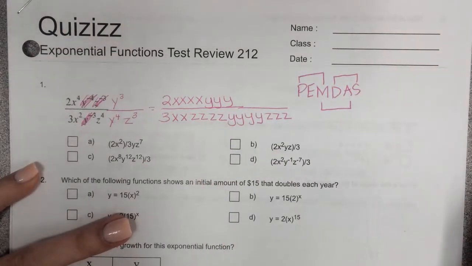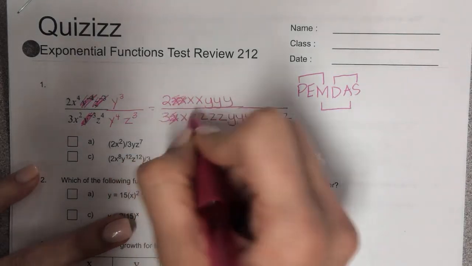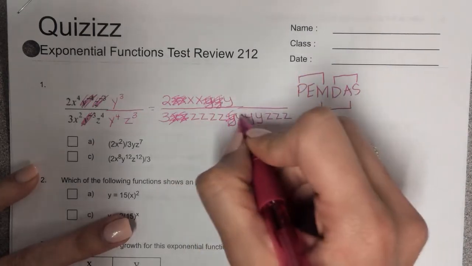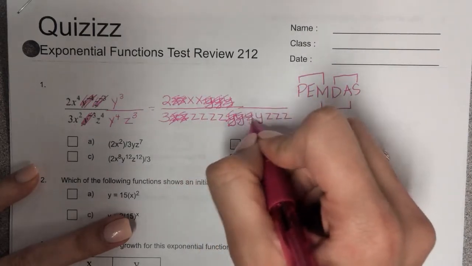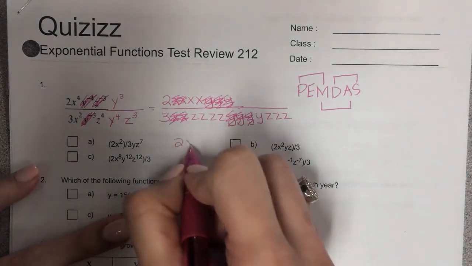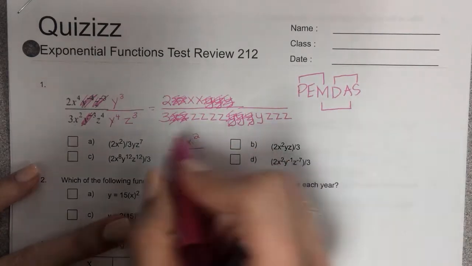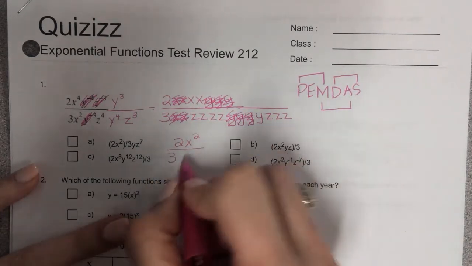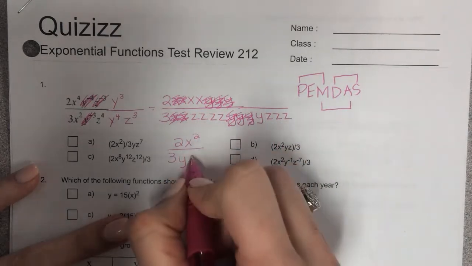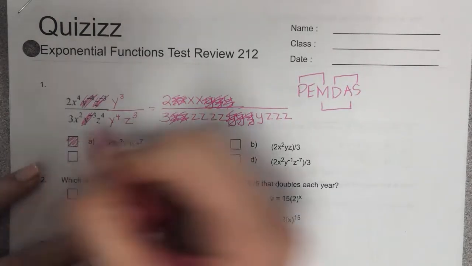We can cross off whatever's the same on the top and the bottom. So an x, an x, an x, an x. A y, a y, a y, a y, a y. And nothing else can cross off. So we're left with 2, and then an x squared on the top because there's 2 x's. On the bottom we have a 3. There's a y, and then 1, 2, 3, 4, 5, 6, 7. So z to the 7th. So your answer is A.